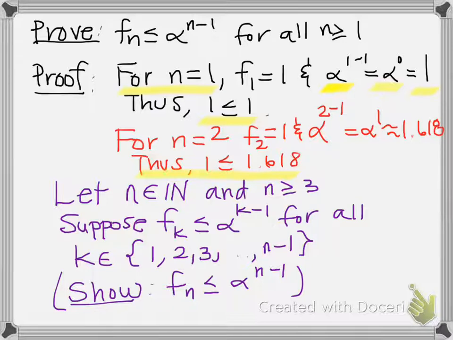So that means we're going to be using our principle of complete induction, what we learned in class, to solve this proof. And so we need to show that f sub n is less than or equal to alpha to the n minus 1. So similar to when we're doing induction, we start from the left side to prove the right side.